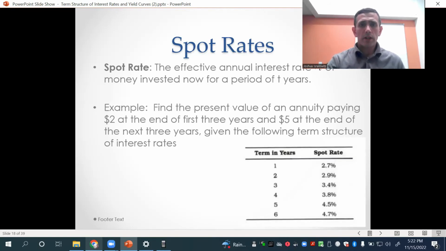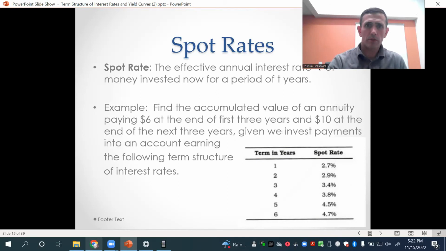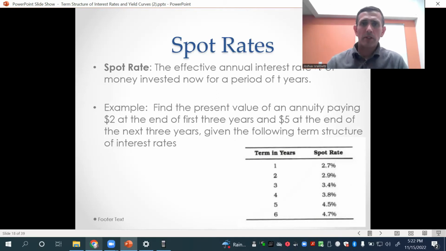Okay, so an easy example: find the present value of an annuity paying $2 at the end of the first 3 years and $5 at the end of the next 3 years, given the following term structure of interest rates. This is often how we're given information. We have terms in years, t-values, and then we're given the spot rate.